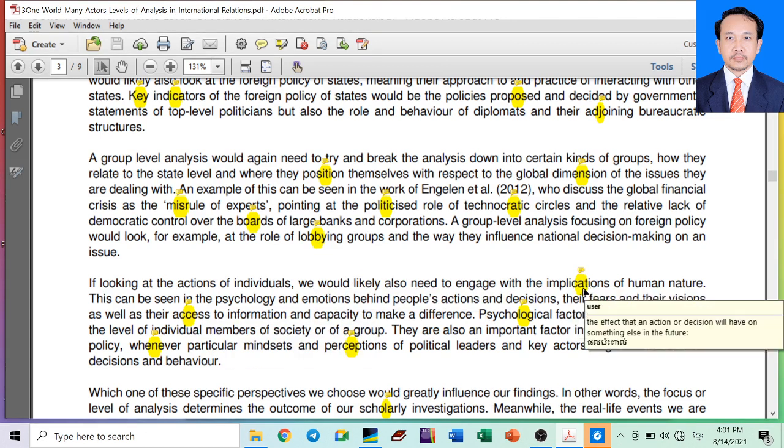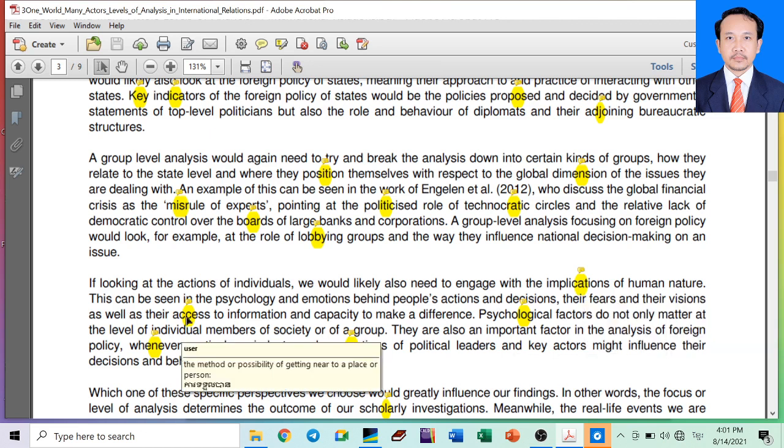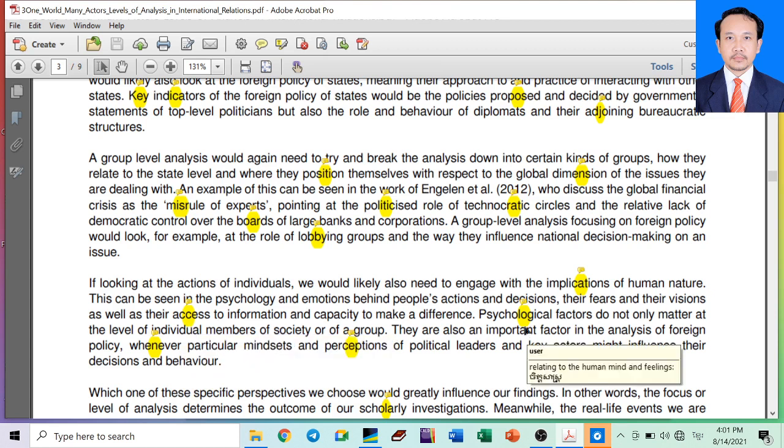Implication: the effect that an action or decision will have on something else in the future. Access: a method or possibility of getting near to a place or person. Psychological: relating to the human mind and feeling.